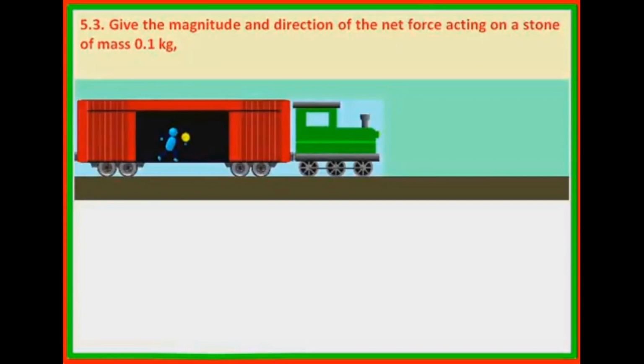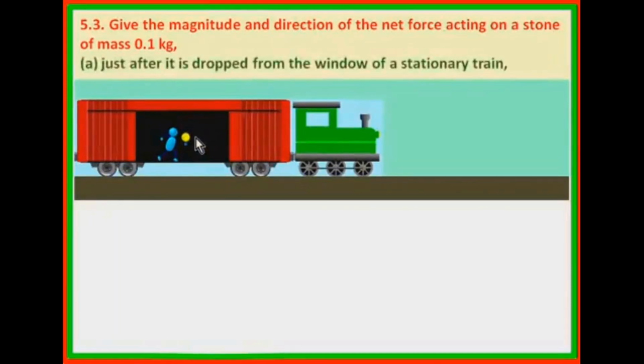Question number 5.3. Give the magnitude and direction of the net force acting on a stone of mass 0.1 kilogram. We'll have 4 different situations where this 0.1 kilogram stone is going to be dropped out of the train. In the first case, just after it is dropped from the window of a stationary train. So we are going to drop it out of a stationary train. If you notice, the train is at rest and the stone or the ball is being dropped downward.